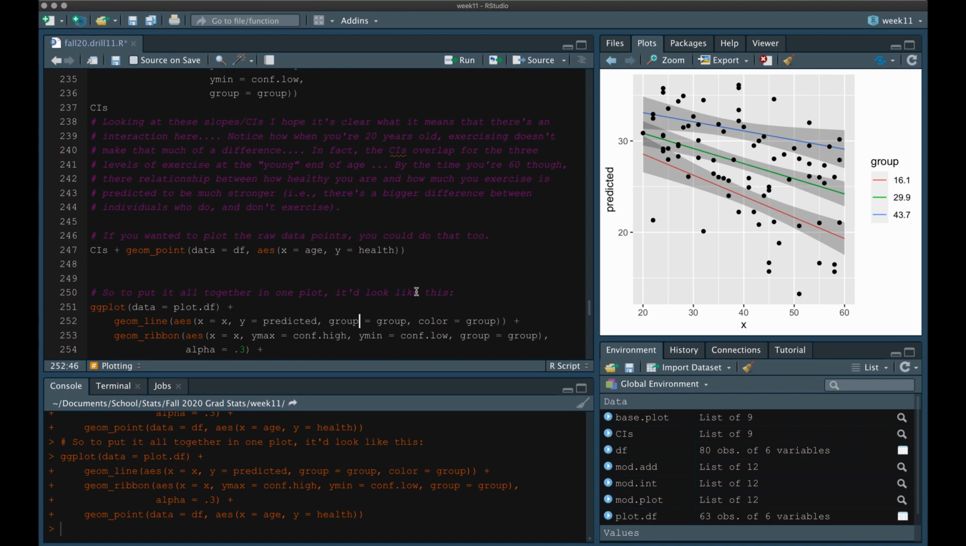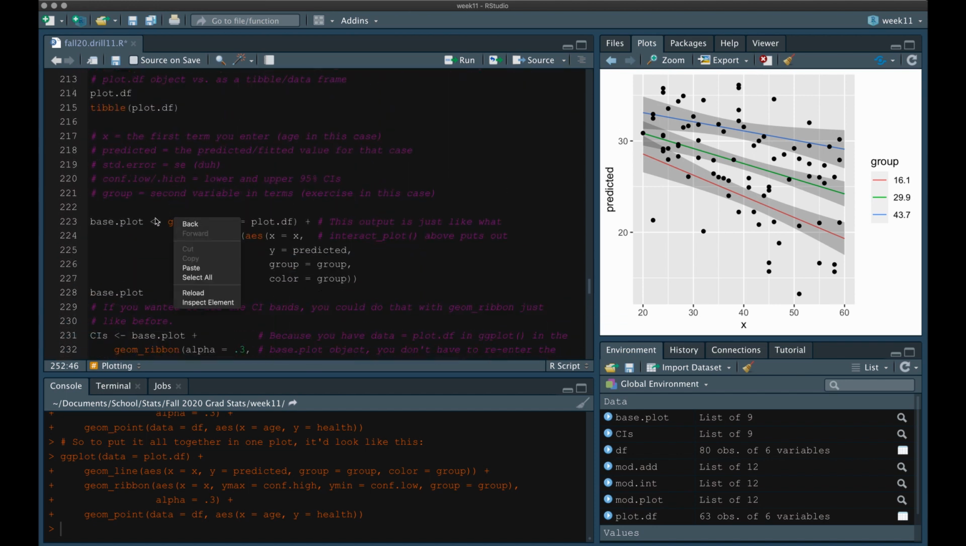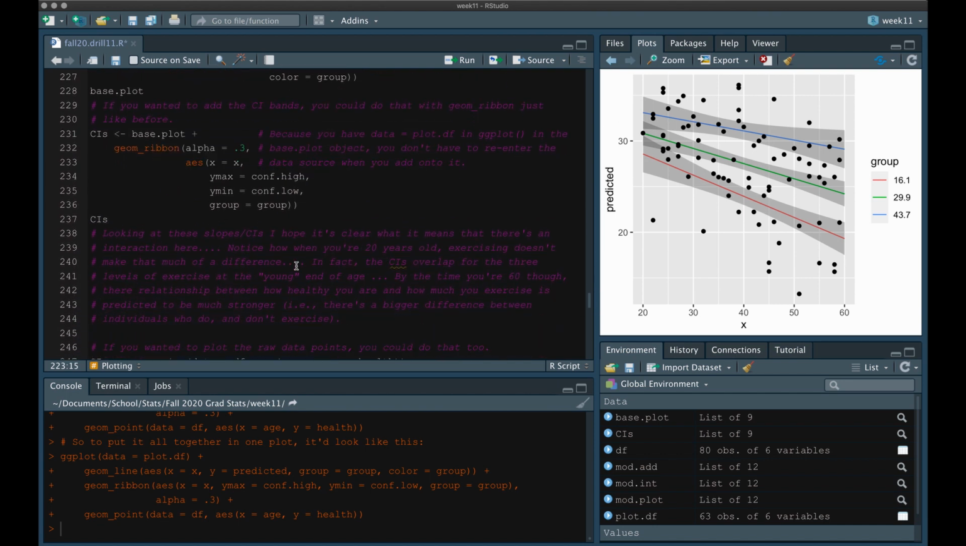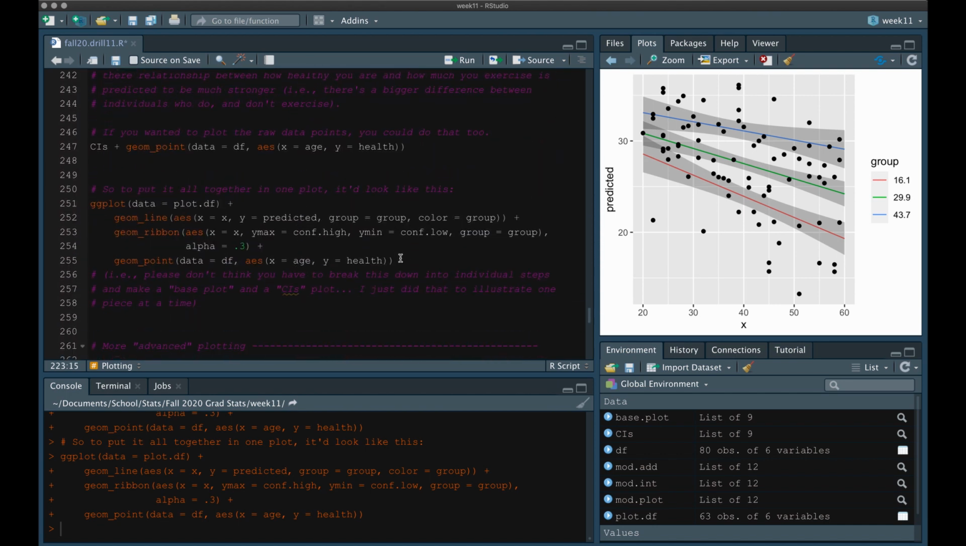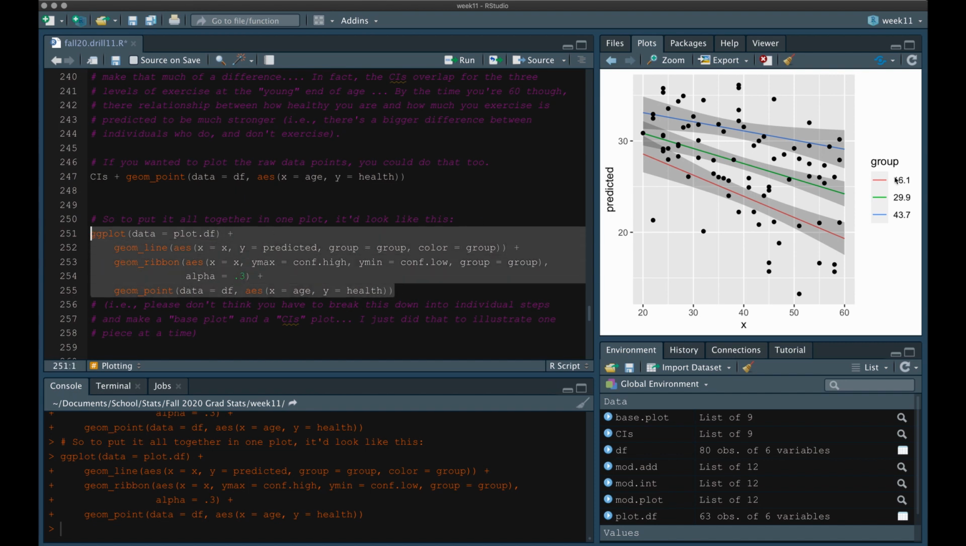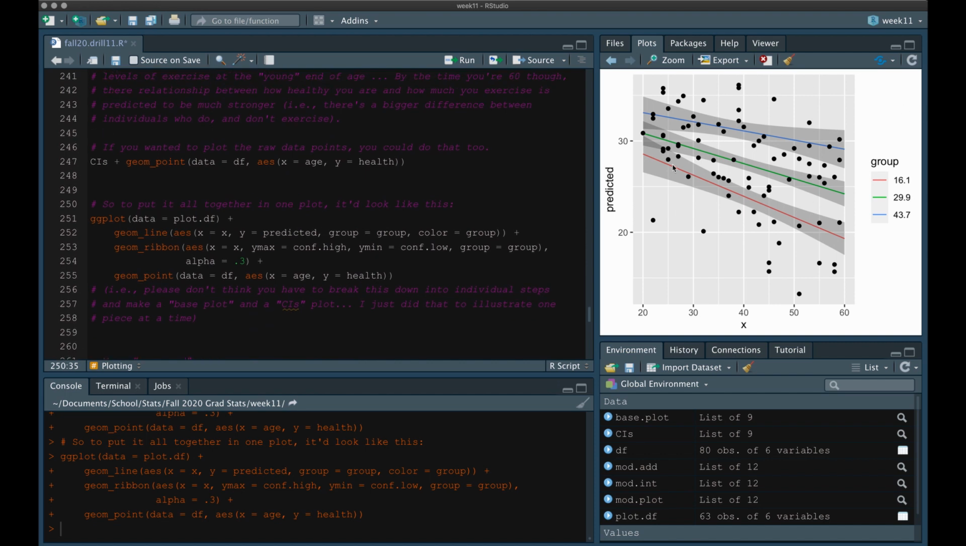I only did this in a step-by-step fashion just to make it clear what is happening with each step of this code. So please do not think that you have to do this piece by piece as I did above here. You can just have this portion to create this plot. So that is the most basic and simple way of doing this in ggplot.